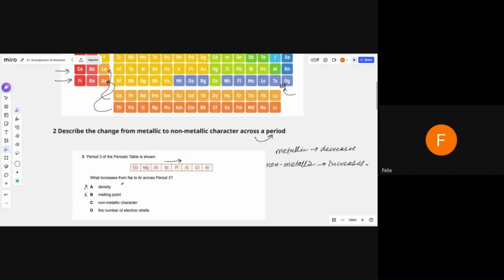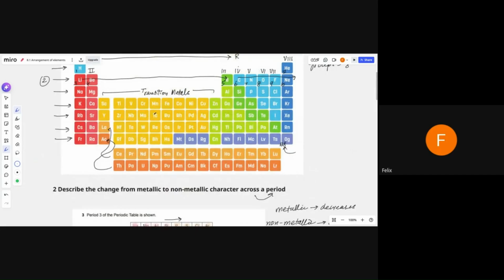I hope this is clear. So non-metallic character is the answer. It is increasing from left to right. So you see, non-metallic character increases. The number of electron shells, no, they remain the same because we are in the same period. Remember that while moving across the period, the number of shells remains the same, right?